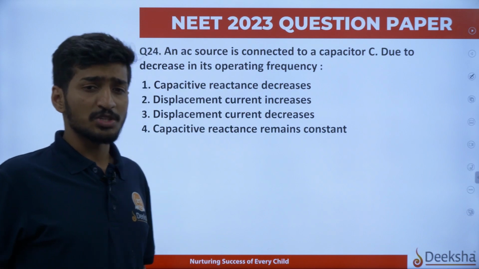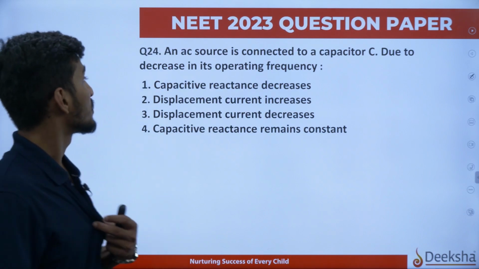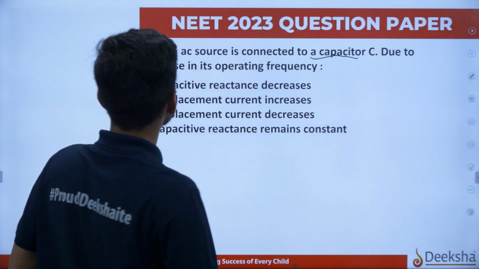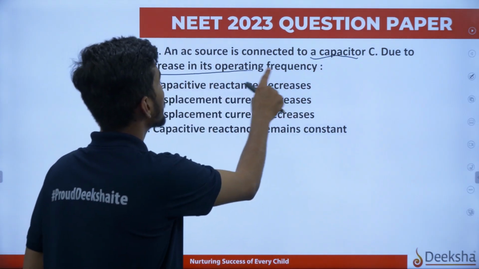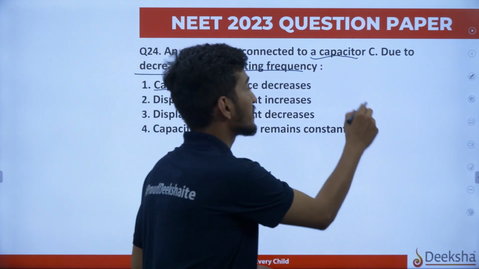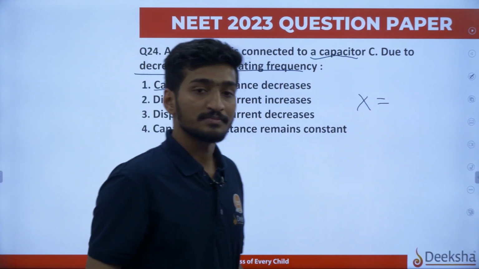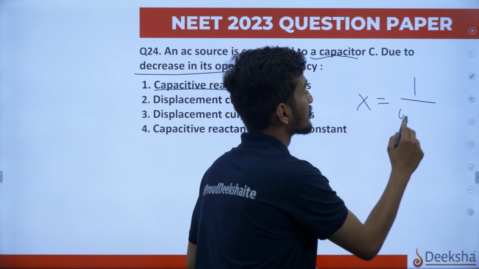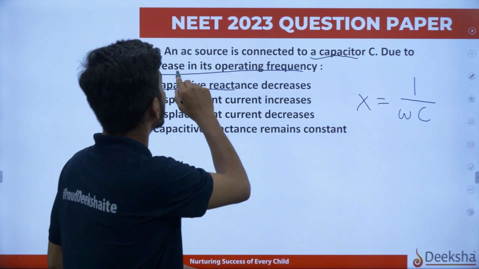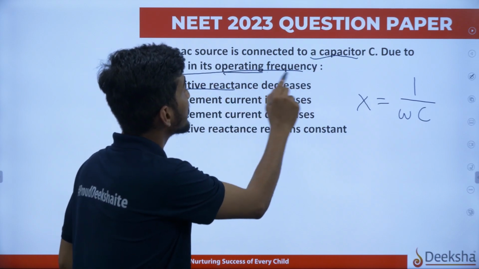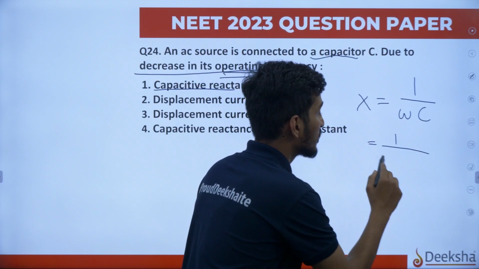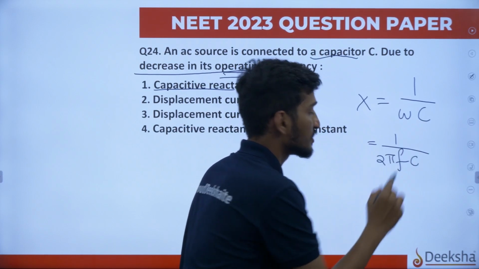All right. Let's look at this question. This question is from AC. An AC source is connected to a capacitor. Due to a decrease in its operating frequency, what happens to the reactance of the capacitor? What is the reactance? 1 by omega C. For a capacitor, a decrease in the operating frequency is what has happened. In other words, the reactance is 1 by 2 pi f C.